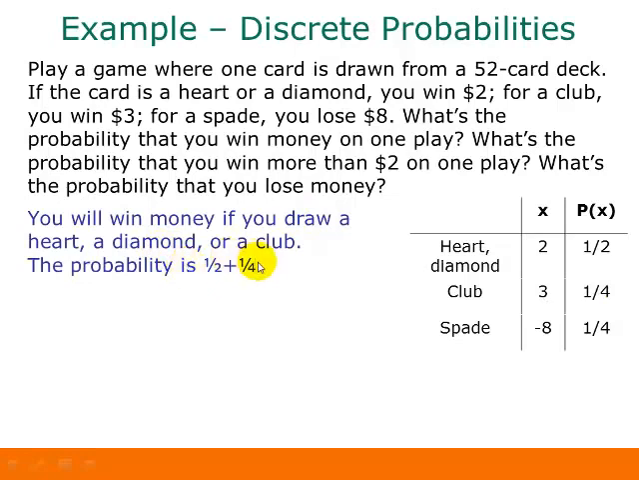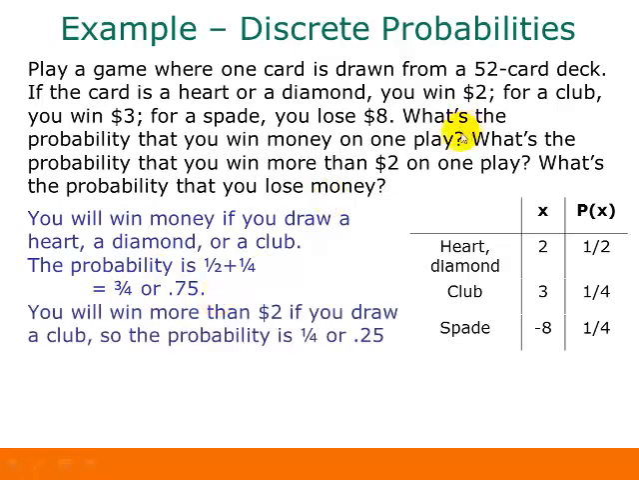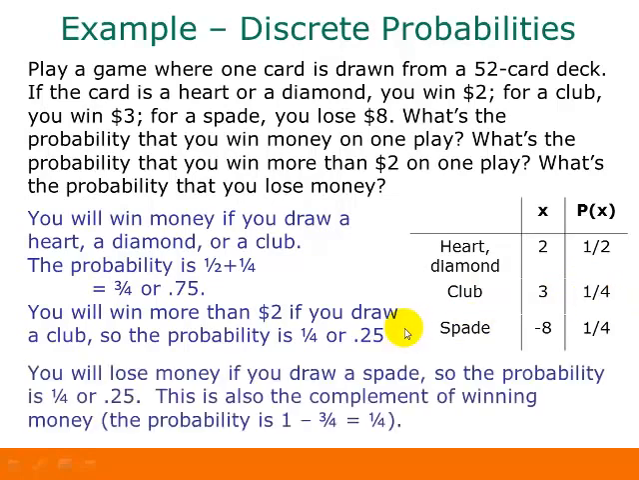So the probability of this would be 1/2 plus 1/4, which is equal to 3/4 or 0.75. What's the probability that you win more than $2 on one play? Well, you will win more than $2 only if you draw a club. That's only this outcome, so the probability is just going to be 1/4 or 0.25.